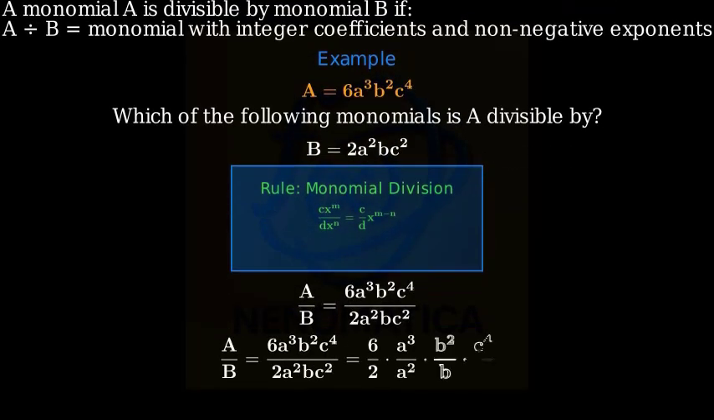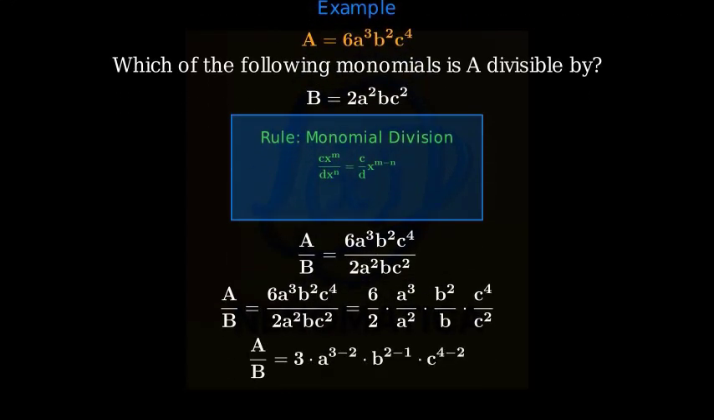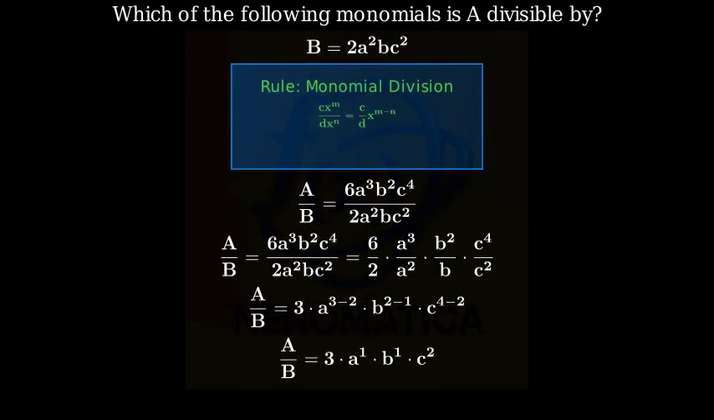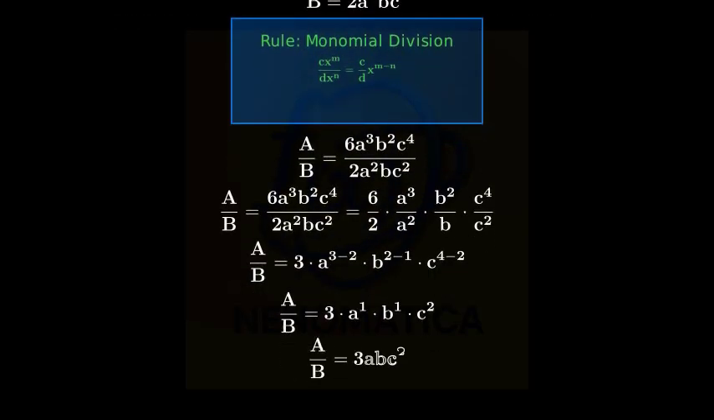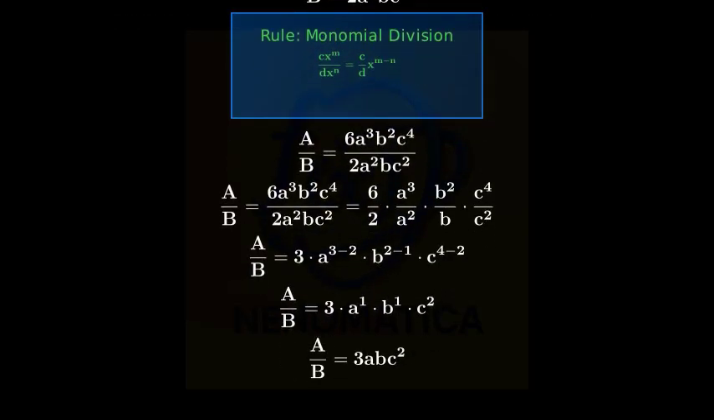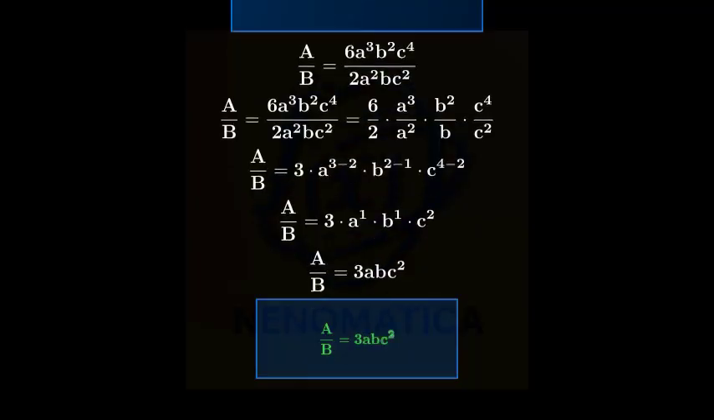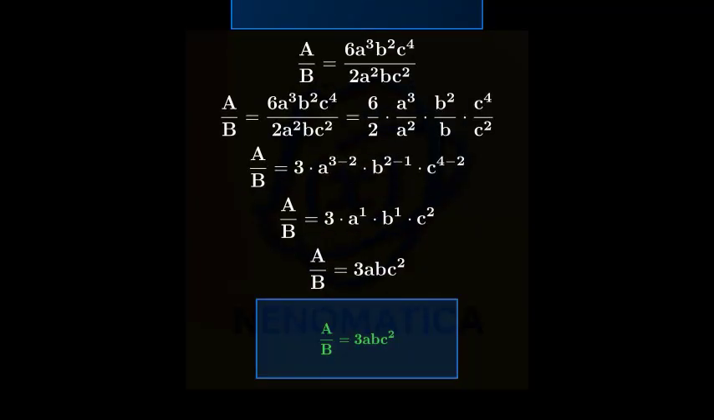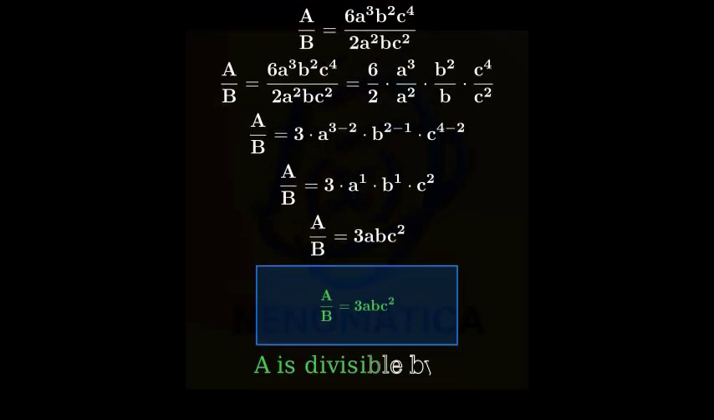For the coefficients, we have 6 divided by 2, which equals 3. For the variable a, we have a cubed divided by a squared, which gives us a to the power of 3 minus 2, which equals a to the first power. For the variable b, we have b squared divided by b to the first power, which gives us b to the power of 2 minus 1, which equals b to the first power. For the variable c, we have c to the fourth power divided by c squared, which gives us c to the power of 4 minus 2, which equals c squared. So, A divided by B equals 3abc squared, which is a monomial with an integer coefficient and non-negative exponents. Therefore, A is divisible by B.